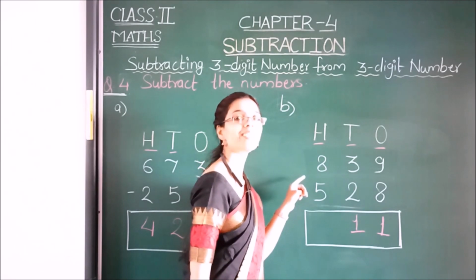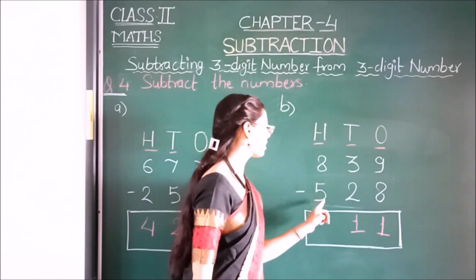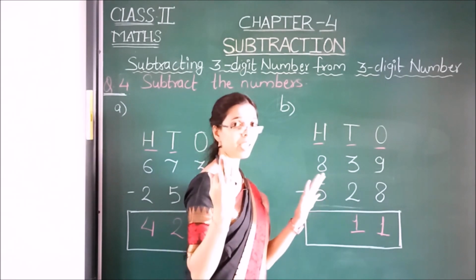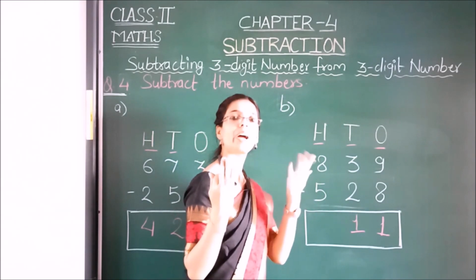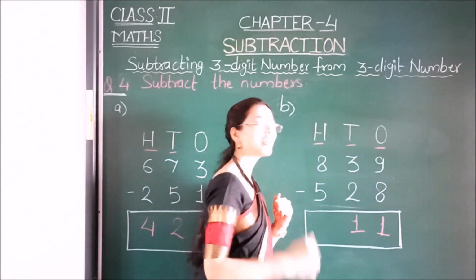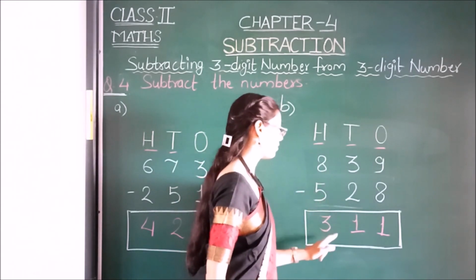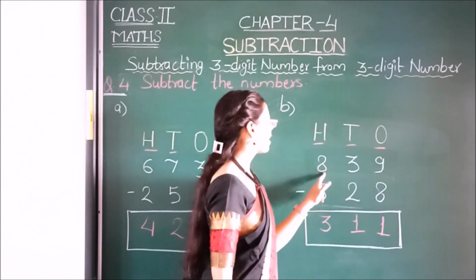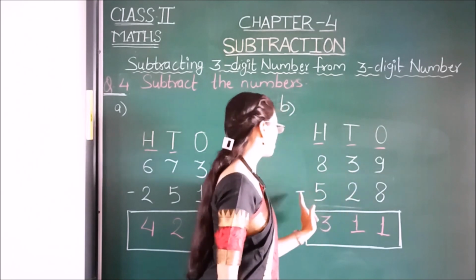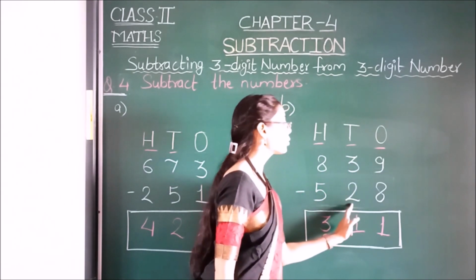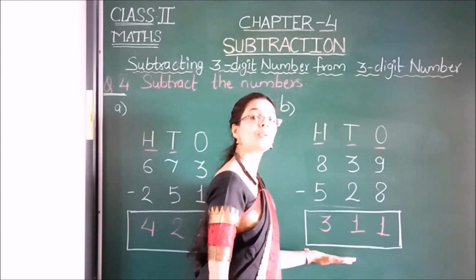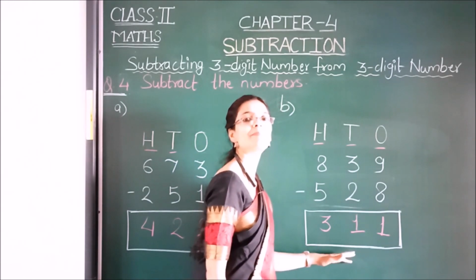Then move to the hundreds column. 8 minus 5. How many fingers are left? 3. So 8 minus 5 is equal to 3. 839 minus 528 is equal to 311.